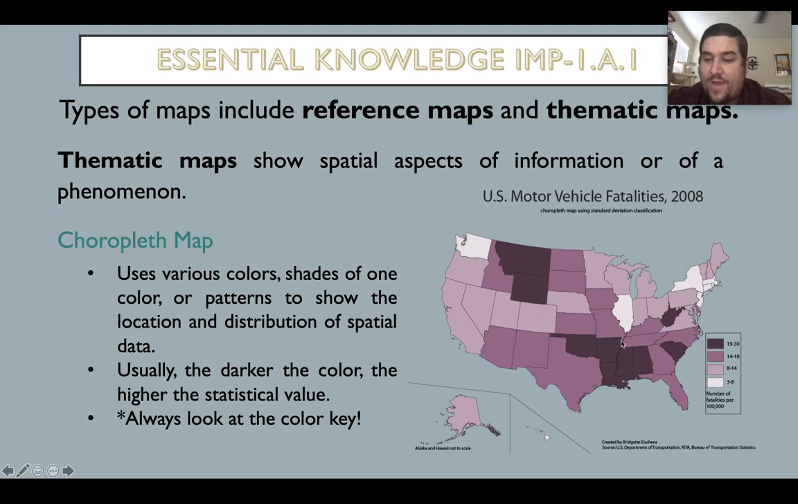All of these maps have a key. So if you look down here in the bottom right-hand corner where my cursor is, it'll tell you the number of fatalities per 100,000 people when it comes to motor vehicle deaths. And if you look, the darker, the more that happens. Now, this is a choropleth map. At some point when we start looking, we're going to have to start trying to analyze why this is happening where it's happening. And that's more of what we'll be doing in later units.